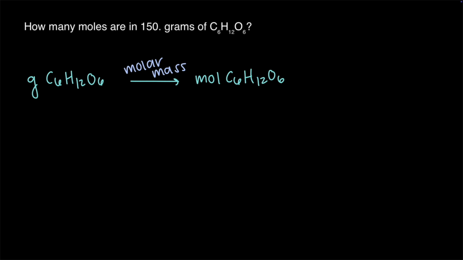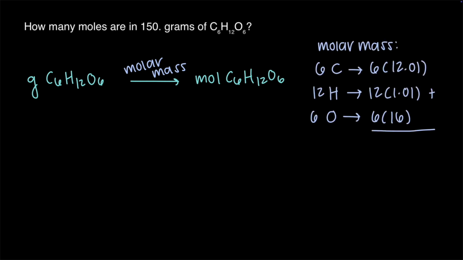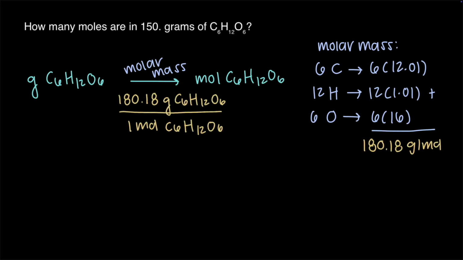To find the molar mass, I will add 6 carbons, 12 hydrogens, and 6 oxygens. The molar mass comes out to 180.18 grams of C6H12O6 per every 1 mole of C6H12O6.